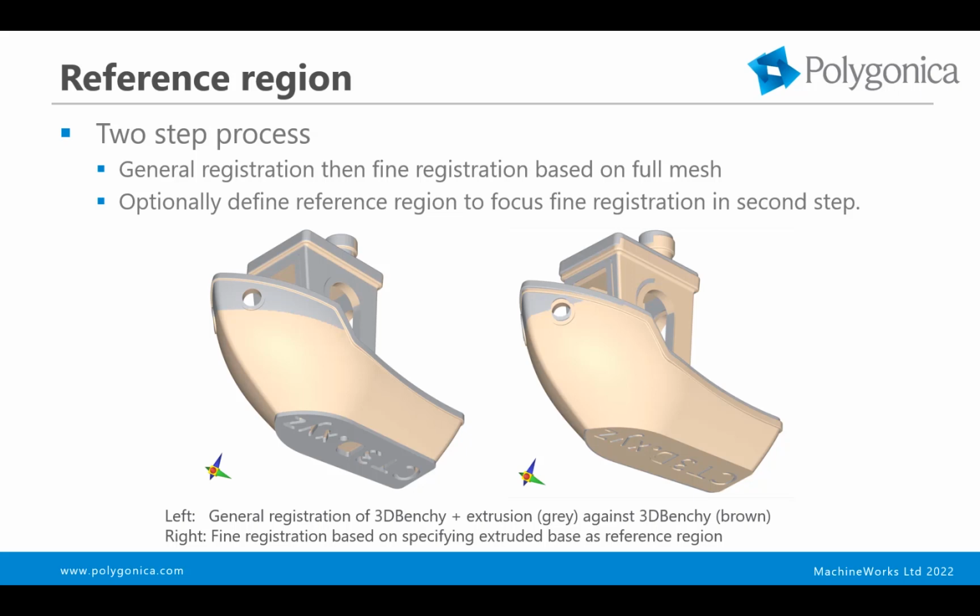Whereas on the model on the right, it's the same two models, but I've specified that bottom plane as the area that must be registered accurately. And you can see it's fitted them very, very closely indeed, at the expense of not aligning the rest of the model all that well, at least vertically. So you can see there's a big gap at the top, which is roughly the thickness of the extruded plane at the bottom.